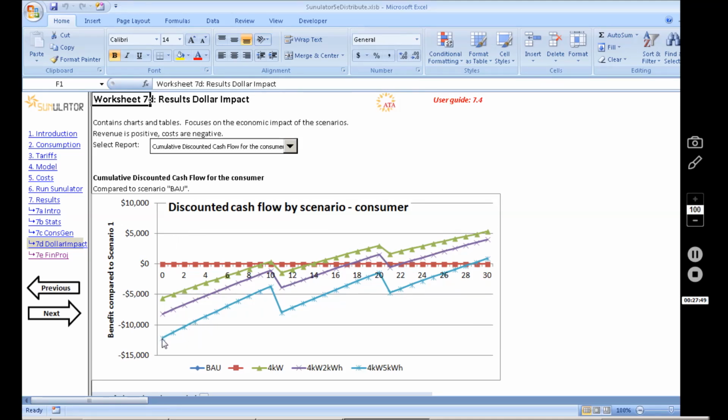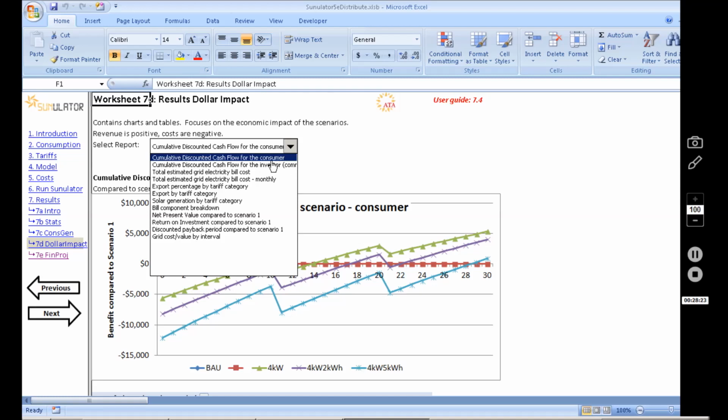If we look at the solar system with the big battery, it doesn't achieve payback in year 10. It then gets hit with a replacement cost for not only the inverter but the battery as well, and it doesn't even achieve payback before the second replacement of inverter and battery. So it's pretty obvious that from a bill saving point of view, it's not a very attractive investment.